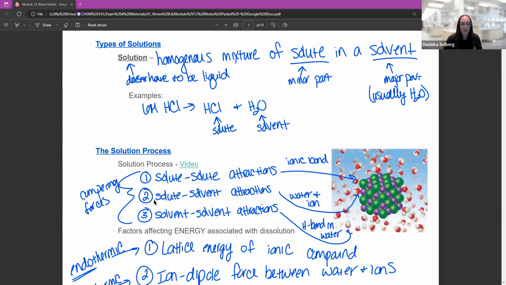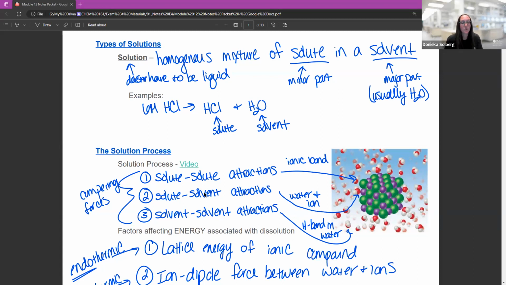So there's really 3 forces at play that we have to take into account. There are solute attractions, so the attractions in the thing you're dissolving. If we're talking about sodium chloride, it's the attractions between the Na pluses and the Cl minuses, right? That in this case is an ionic bond. Those things are attracted to each other.